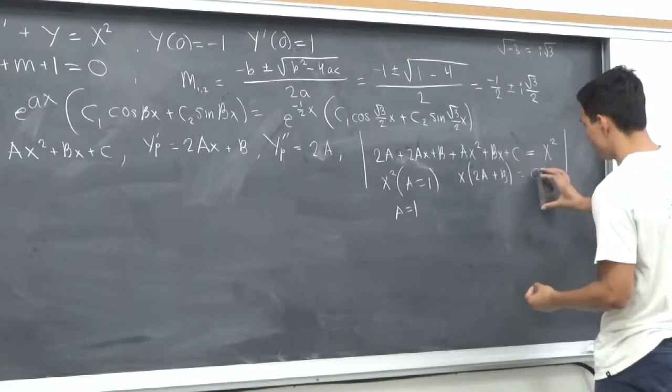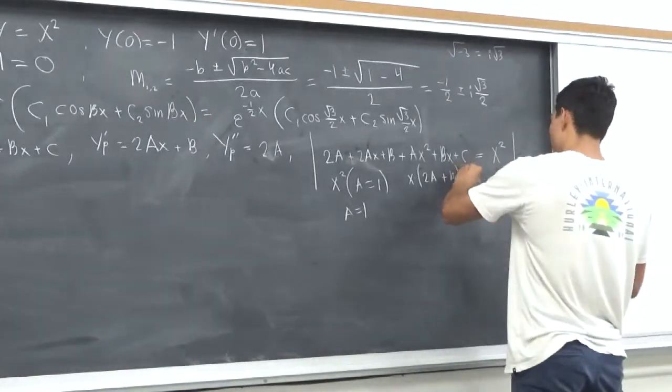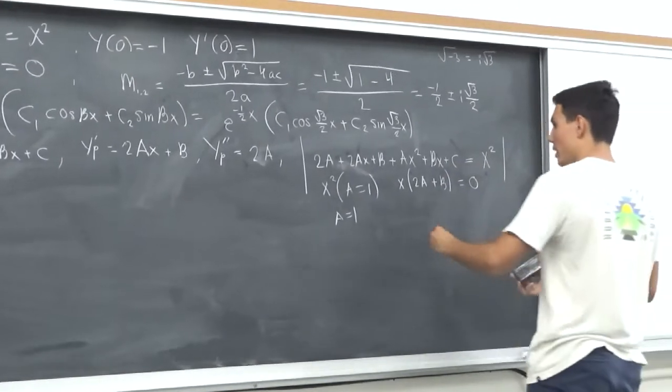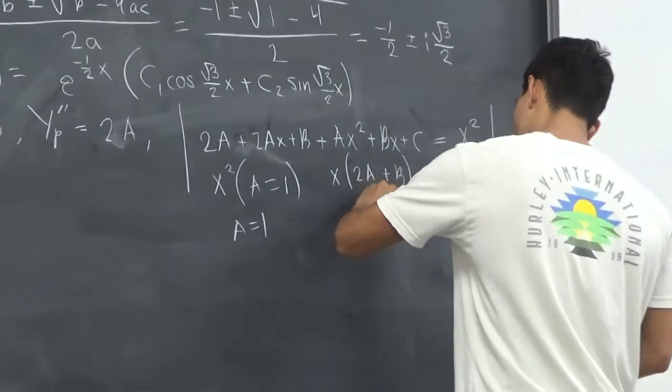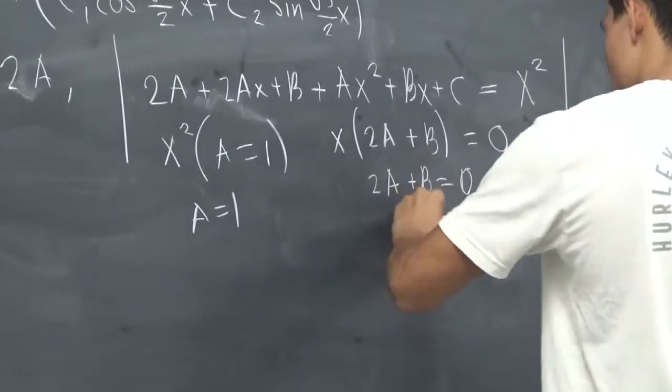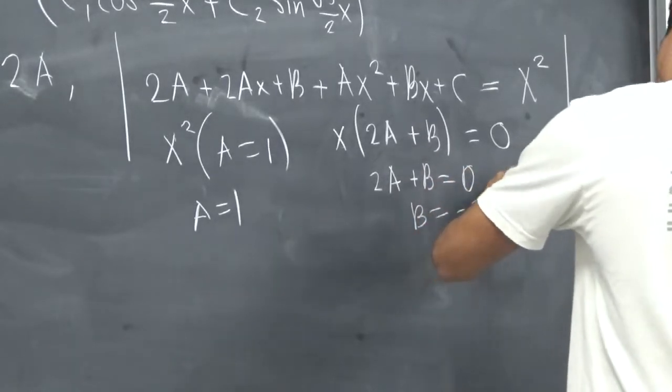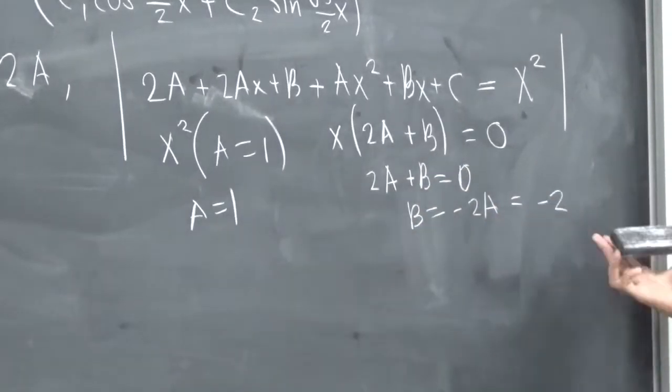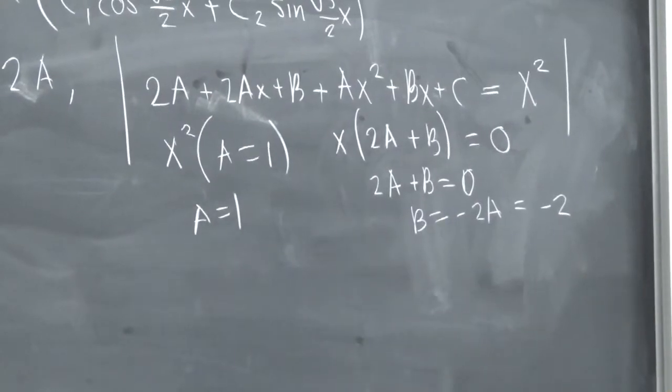Okay. And let me write it like this. So 2a plus b is equal to 0. So you can see that b is equal to negative 2a, which is equal to negative 2 because a is equal to 1. Okay. Same idea, let's go one step farther.